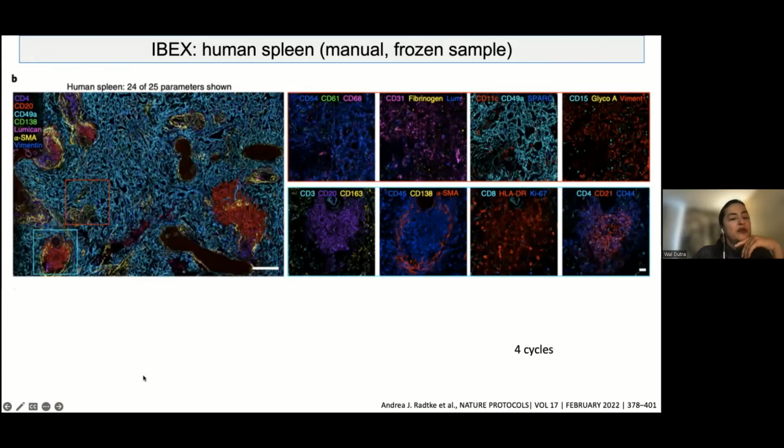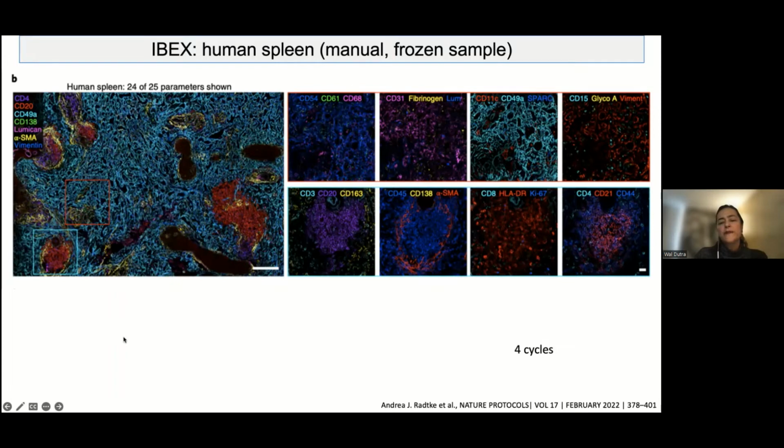Here's another example of the human spleen, where she was able to do 25 parameters using the manual IBEX, but in frozen samples, similarly to the previous one. So you can clearly see the staining again for the different populations. Here she has a number of extracellular matrix markers that allow you to see the organization of the tissue really well. Here you have macrophage markers, again extracellular matrix markers, T cell markers, activation molecules, functional molecules, and so on and so forth.